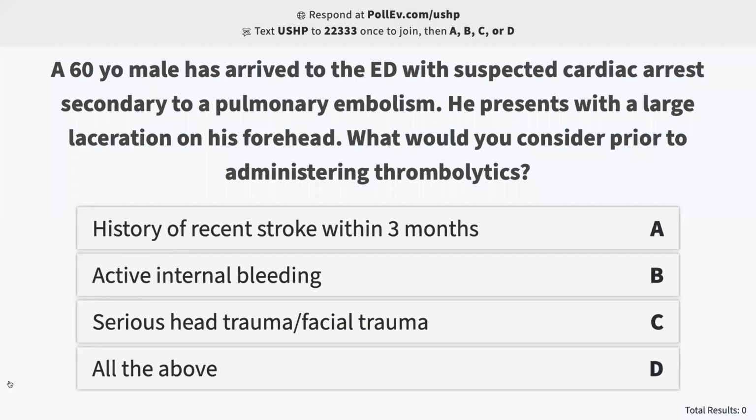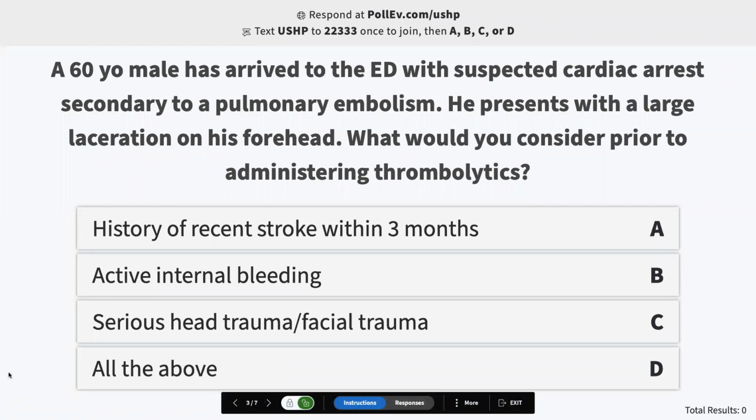And so for our next question, a 60-year-old male has arrived to the ED with suspected cardiac arrest secondary to pulmonary embolism. He presents with a large laceration on his forehead. What would you consider prior to administering thrombolytics? Is it A, history of recent stroke within 3 months? B, active internal bleeding? C, serious head trauma or facial trauma? Or D, all the above?